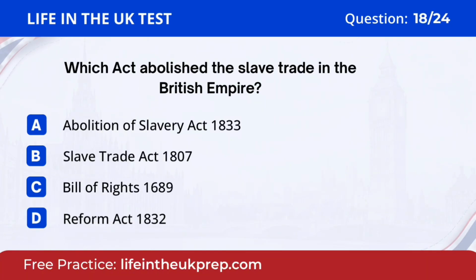Question 18. Which act abolished the slave trade in the British Empire? A. Abolition of Slavery Act 1833. B. Slave Trade Act 1807. C. Bill of Rights 1689. D. Reform Act 1832. The answer is B. Slave Trade Act 1807.